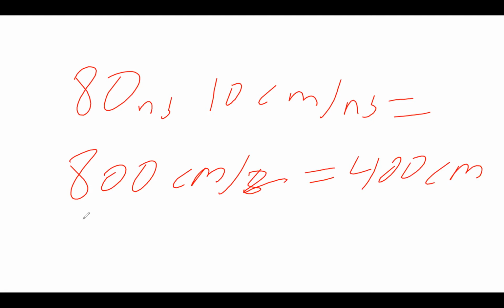So what does that mean? That means that with a wave that's moving at 10 centimeters per nanosecond, and a window open for 80 nanoseconds, it's able to see 4 meters deep. That's the answer. So let's say that you go with this default. You don't want to screw around with it. I'm going to go with the default, and it's going to let me see 4 meters.